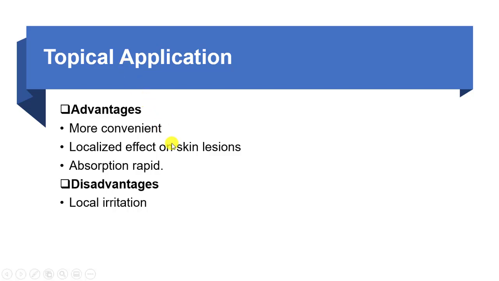Also, it has localized effects, like if we have particular skin lesions or a particular skin disorder. For example, people have acne, skin lesions, and other skin problems, and they can use this route for a localized effect for that particular disorder or problem. It also has rapid absorption. If we use this on skin, it can have very quick effects as compared to the other routes. Disadvantages. Sometimes irritation can occur, and sometimes allergies can occur due to this type of route, depending upon the drug that you are using.